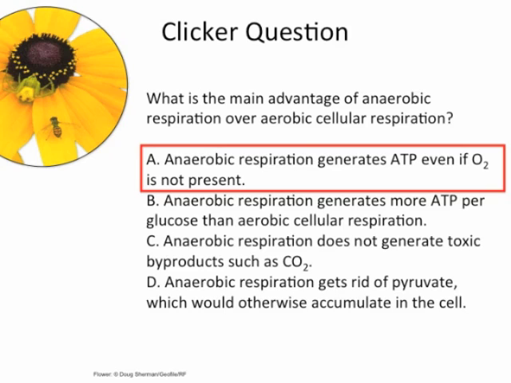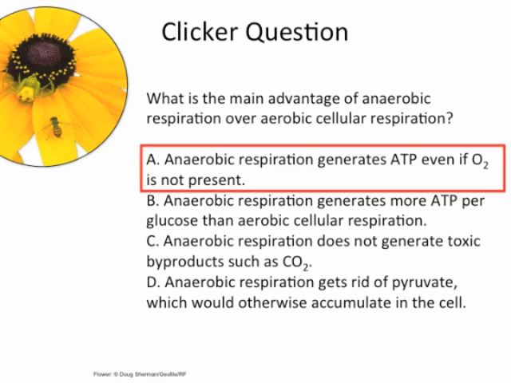Both of them produce CO2, except for in humans, lactic acid fermentation doesn't produce CO2. But CO2 is not really toxic in the quantities that you'll produce it at. It just diffuses right out. Anaerobic respiration gets rid of pyruvate. That's true, but that's not really the reason why it's an advantage. Pyruvate itself is not going to be too harmful. The real reason is that it generates ATP even without oxygen.